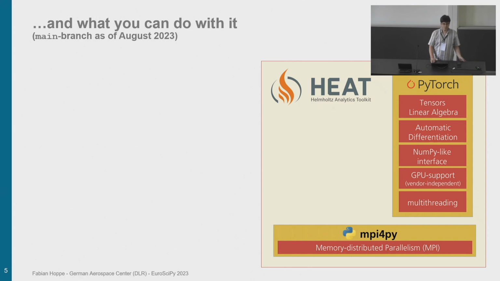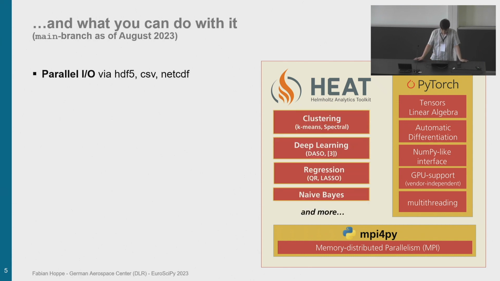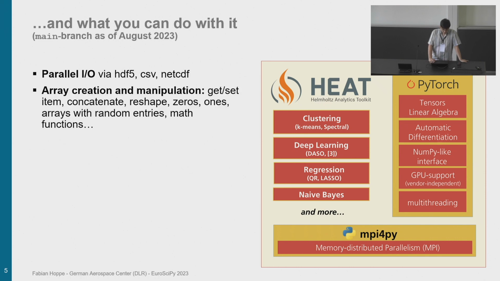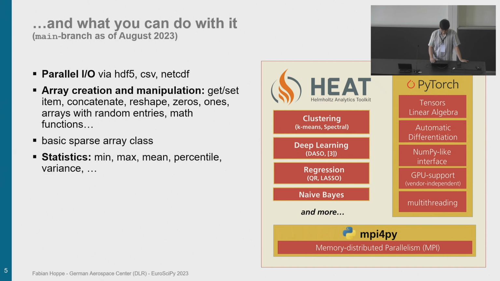And now what can you do with that? We have these distributed arrays, but we also have a bit more than just these arrays. For example, we have some already implemented parallel I/O, in particular to HDF5, which is a format that is very common in high-performance computing. We have standard array creation and manipulation routines, quite similar to NumPy. We have a basic sparse array class that originates from a GSoC contribution.